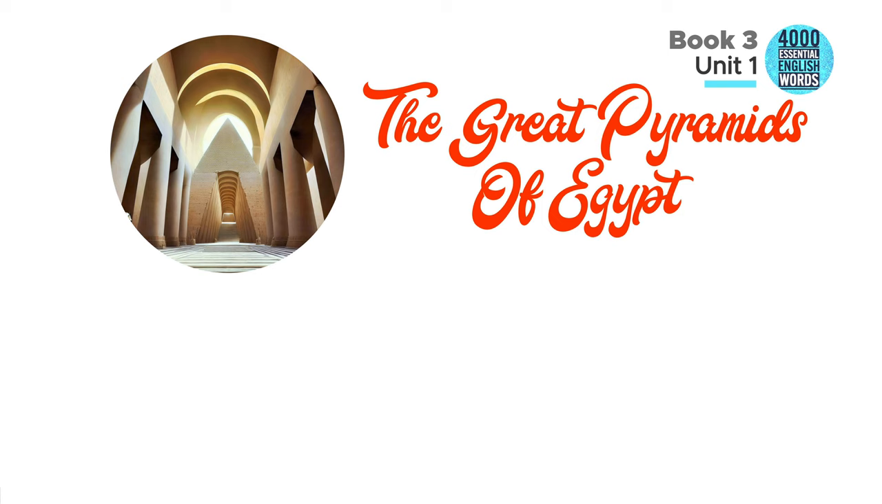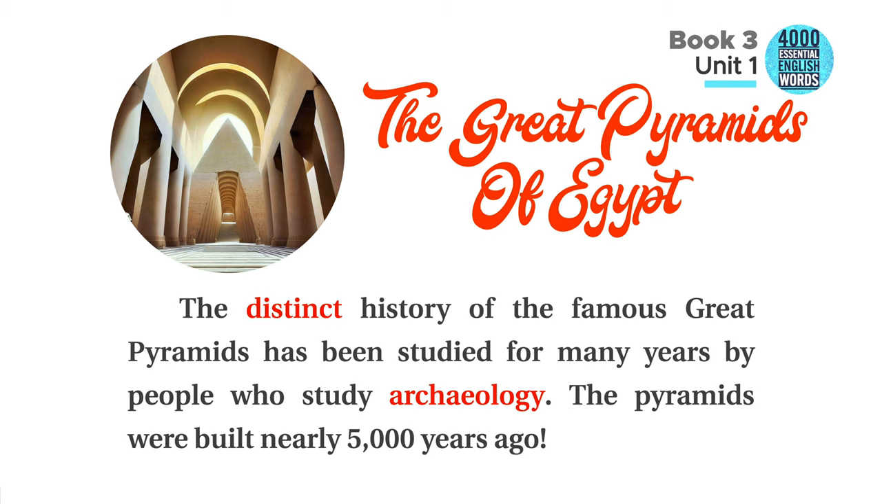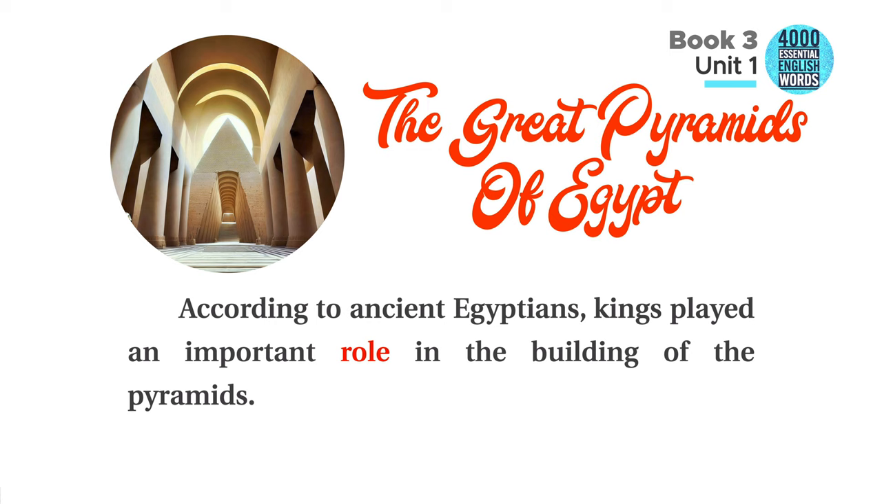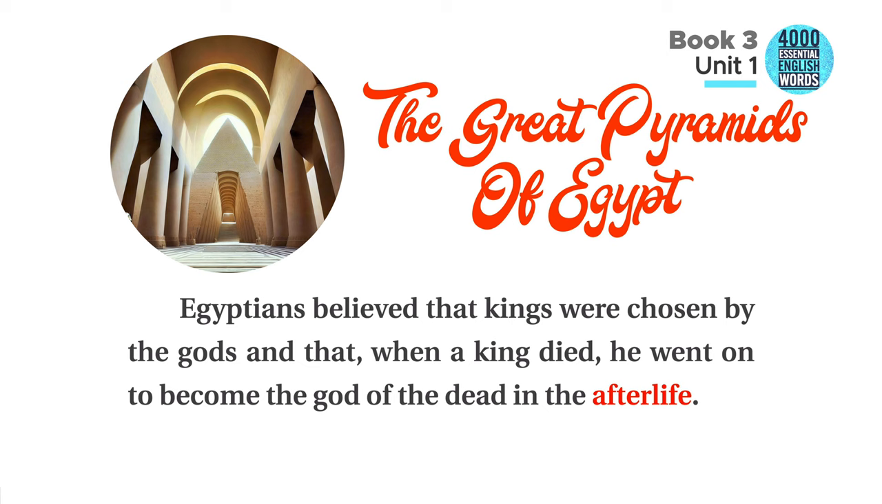The Great Pyramids of Egypt. The distinct history of the famous Great Pyramids has been studied for many years by people who study archaeology. The pyramids were built nearly 5,000 years ago. According to ancient Egyptians, kings played an important role in the building of the pyramids. Egyptians believed that kings were chosen by the gods, and that, when a king died, he went on to become the god of the dead in the afterlife.